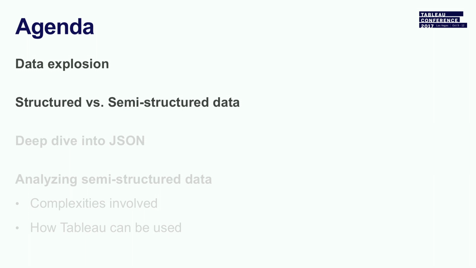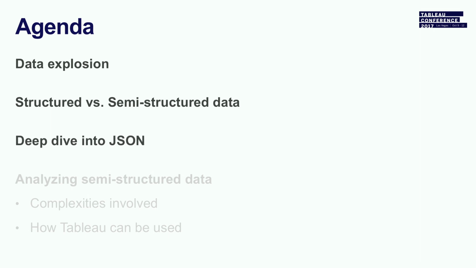Now, data can be sliced and diced in different ways, but one of the most important categorization is the one based on the shape or structure of data. So based on the structure of data, we can classify data as semi-structured and structured. And in this section, we will look at the unique properties of both these classifications with some examples.